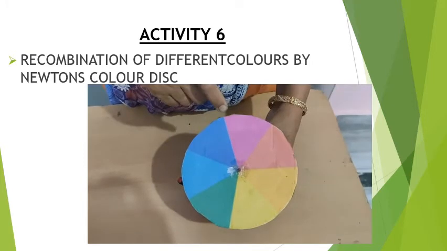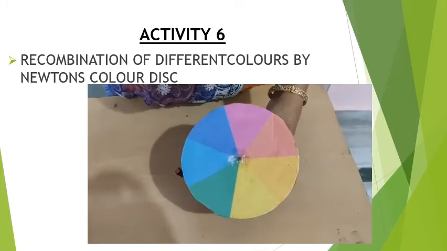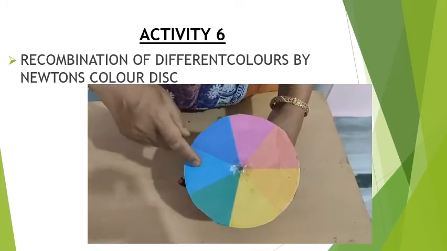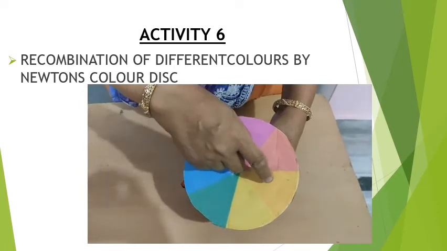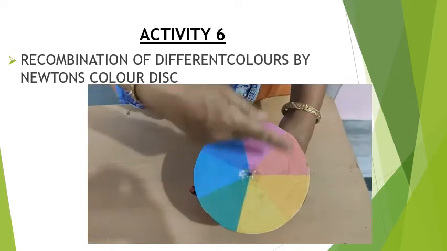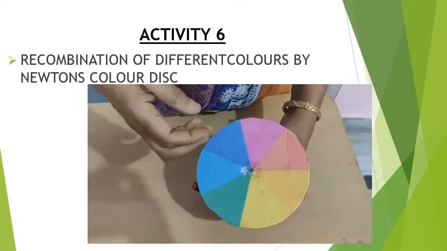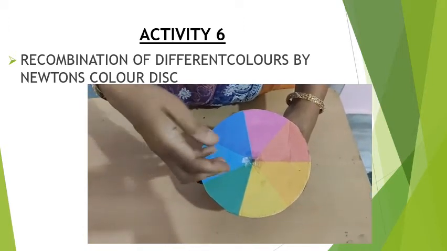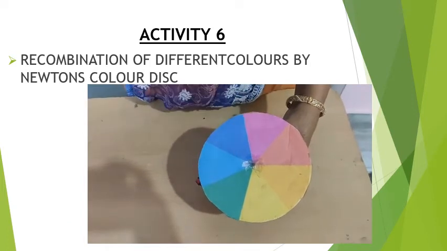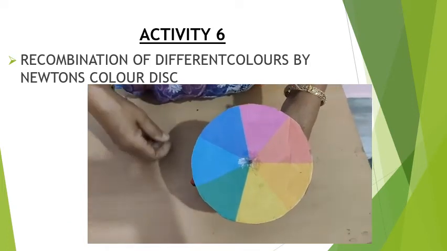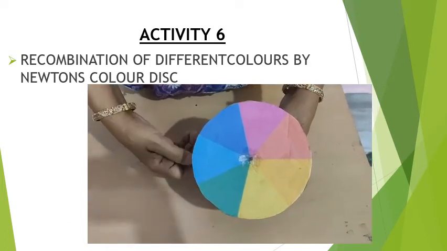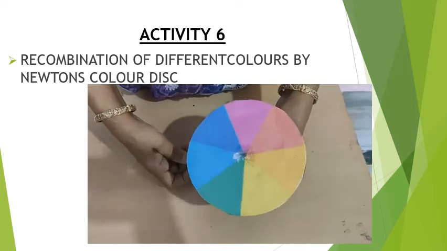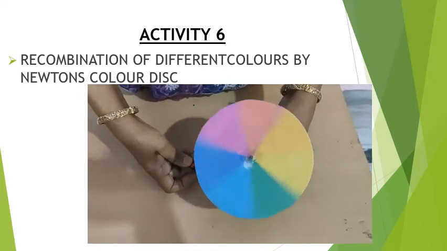This is Newton's color disc having 7 different colors: violet, indigo, blue, green, yellow, orange and red. All the colors are different and I can view them separately because they are giving their own wavelengths into my eyes. What will happen if all the colors travel at the same velocity? They get mixed up. Let's have a look.